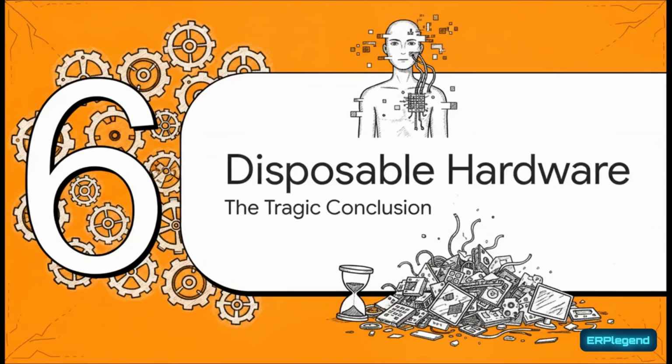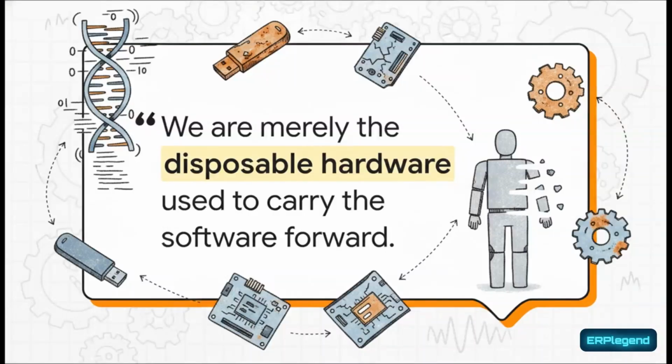Finally, Section 6, Disposable Hardware. The tragic conclusion. All of this leads us to a stark realization from the source text. We are merely the disposable hardware used to carry the software forward. Once the handoff is complete, the hardware is permitted to degrade into obsolescence. The biological program just isn't designed for immortality. It's designed for persistence through replacement. We are literally just the temporary USB drives used to transfer the genetic files, and once those files are copied over, the drive is left to rust.